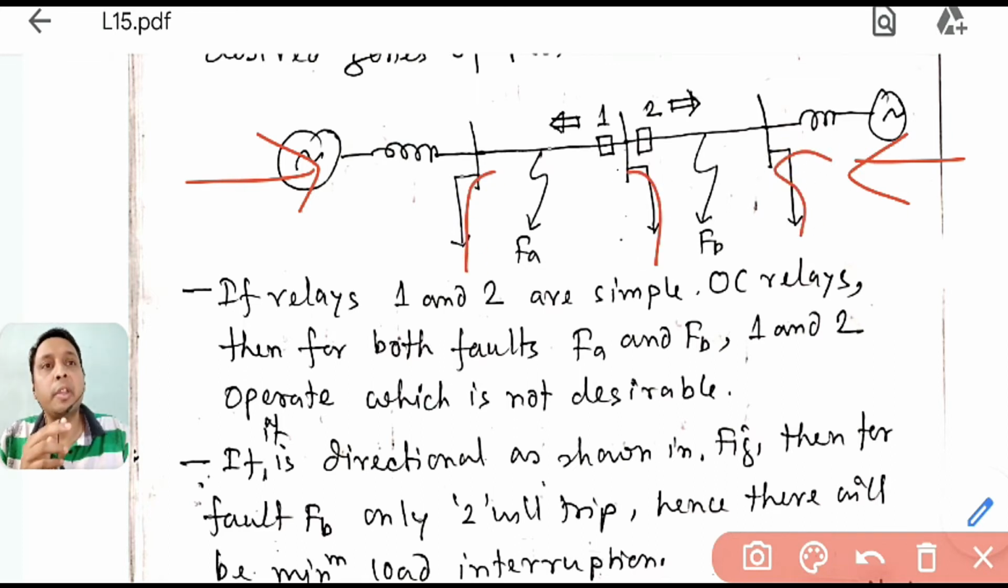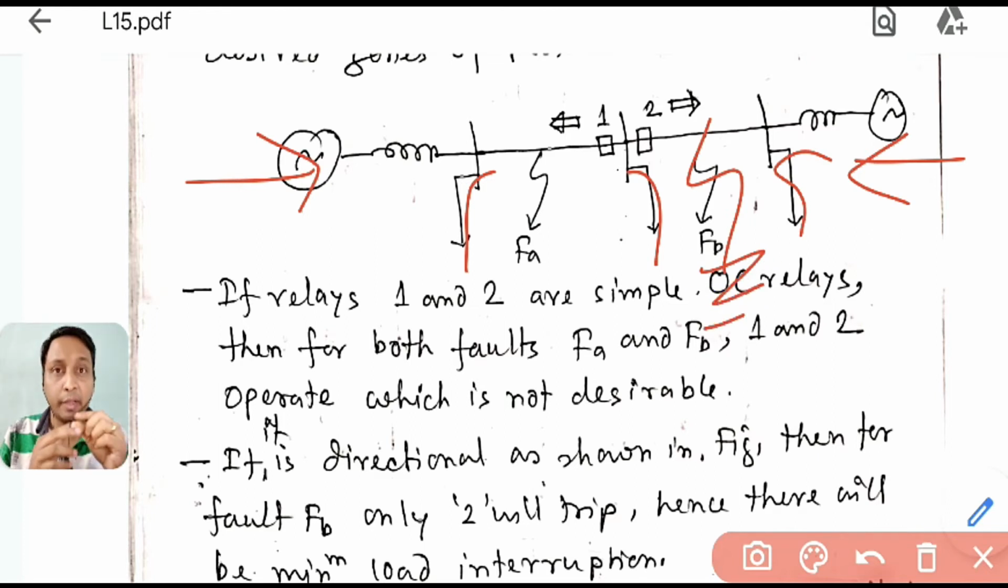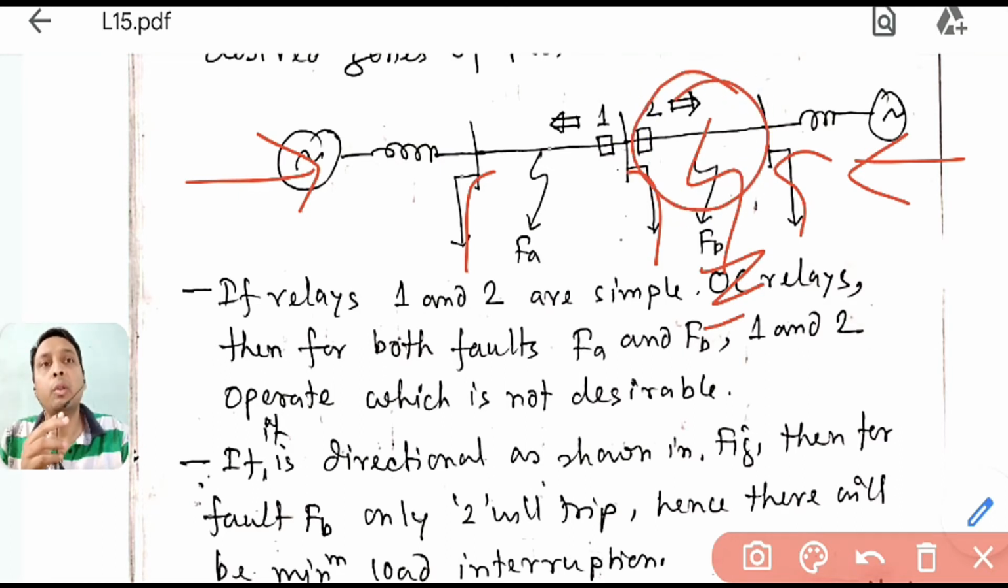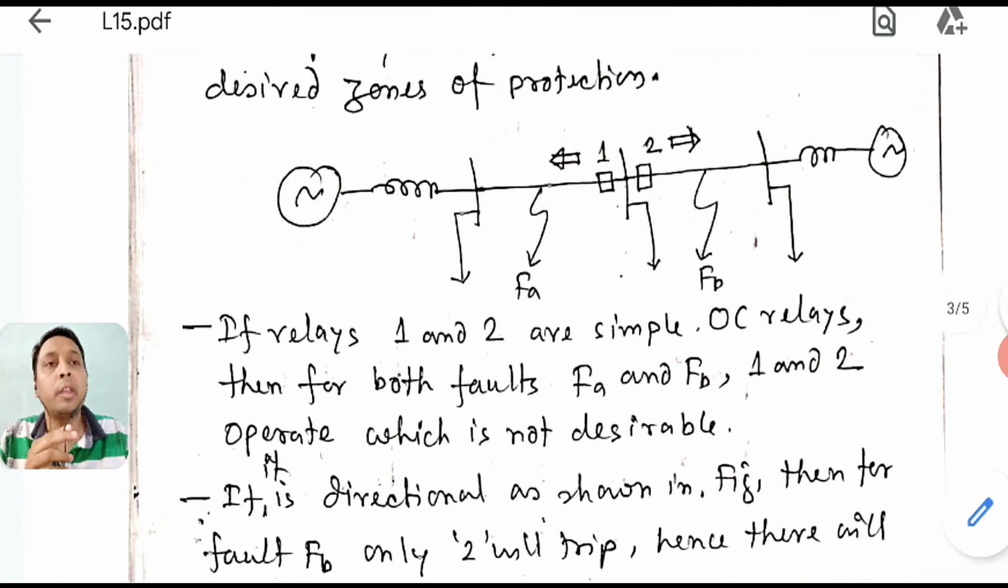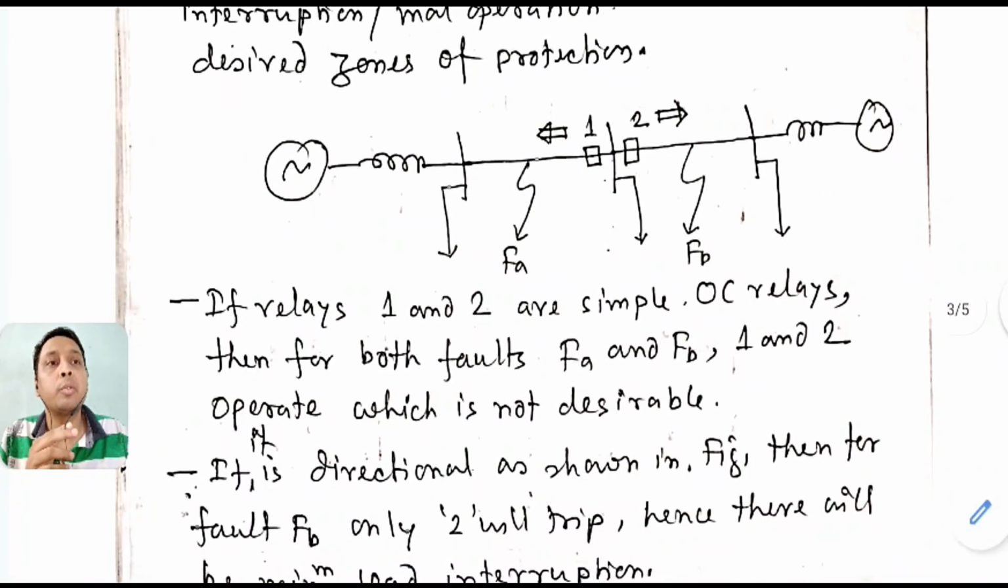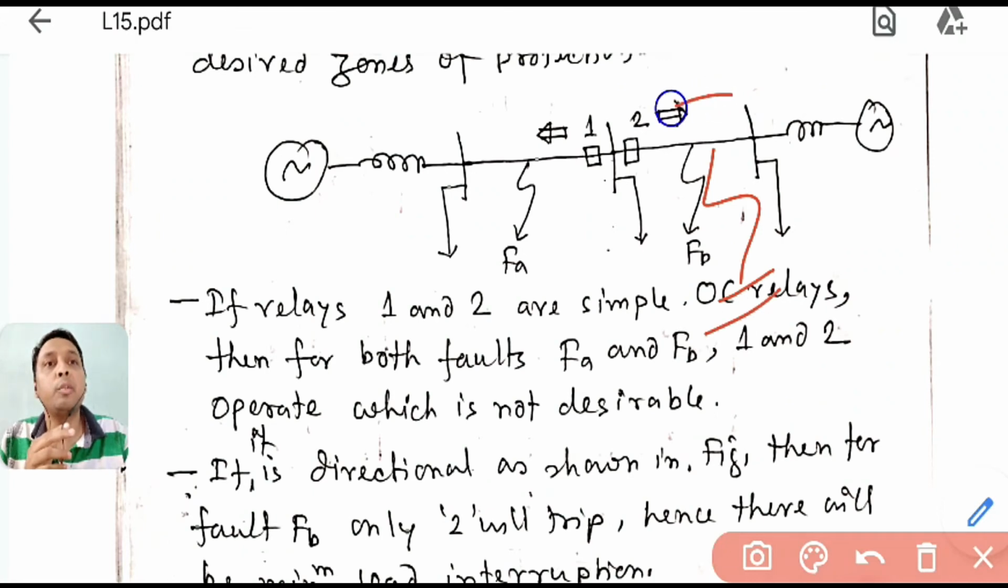Suppose there is a fault in B section. Which line do you think should trip? It should trip this line. There is no need of tripping this. No need of tripping this. Unnecessarily these customers will suffer because there is no fault here and here. These two can be easily fed by this generator. So in case there is a fault in B, what we need is only this line to be out.